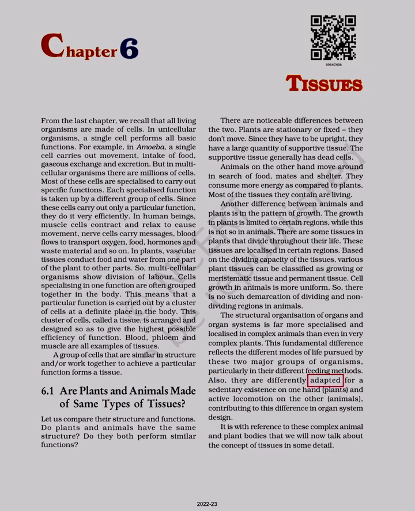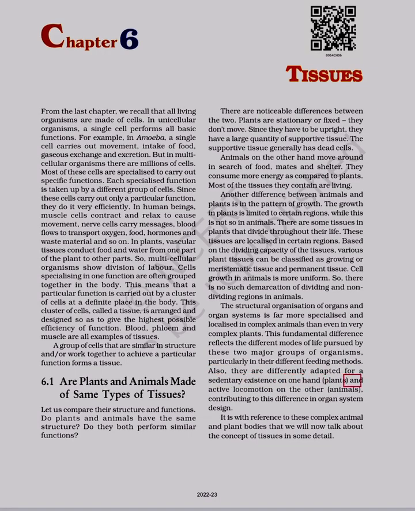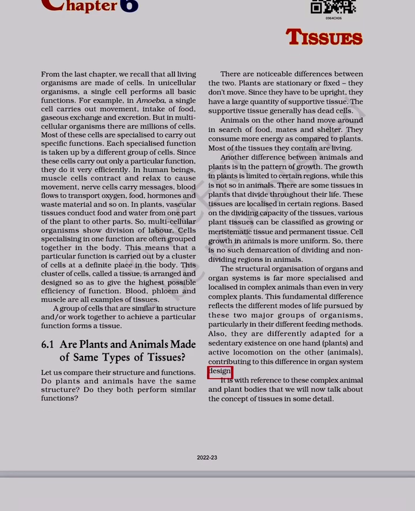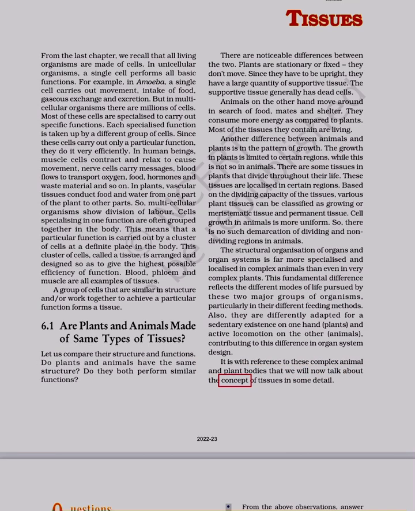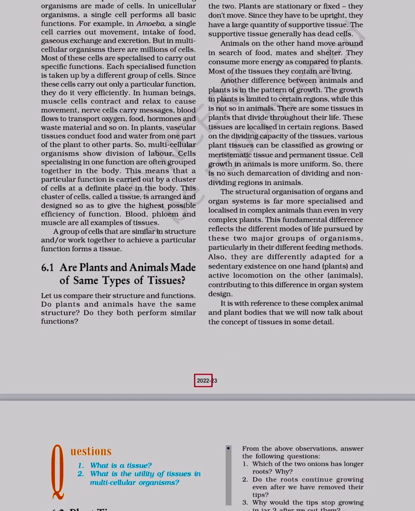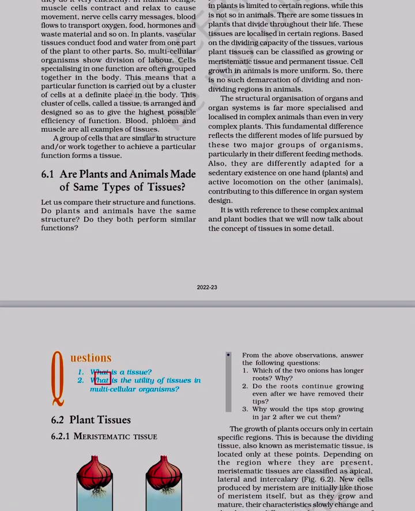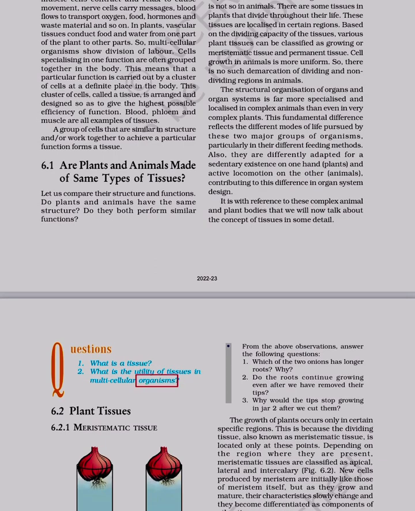Also, they are differently adapted for a sedentary existence on one hand, plants, and active locomotion on the other, animals, contributing to this difference in organ system design. It is with reference to these complex animal and plant bodies that we will now talk about the concept of tissues in some detail. Questions. Q1. What is a tissue? Q2. What is the utility of tissues in multicellular organisms?